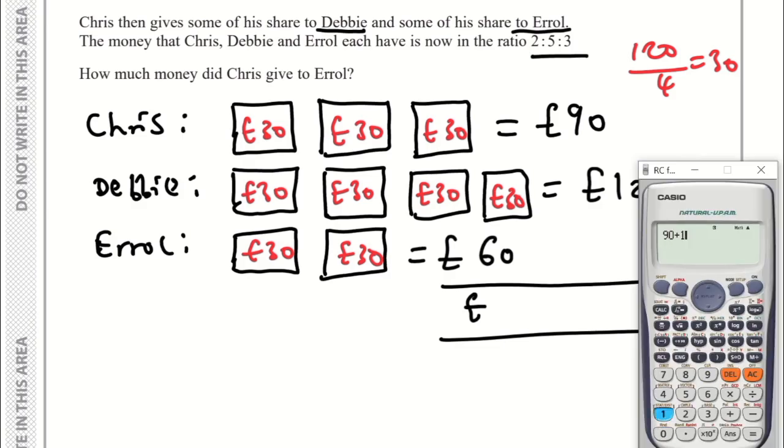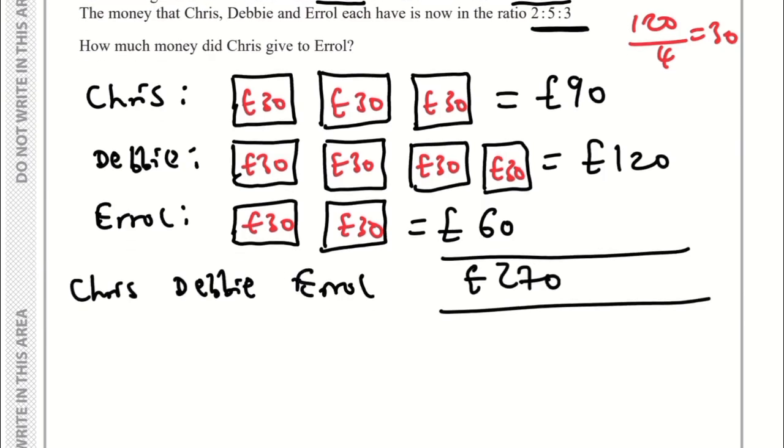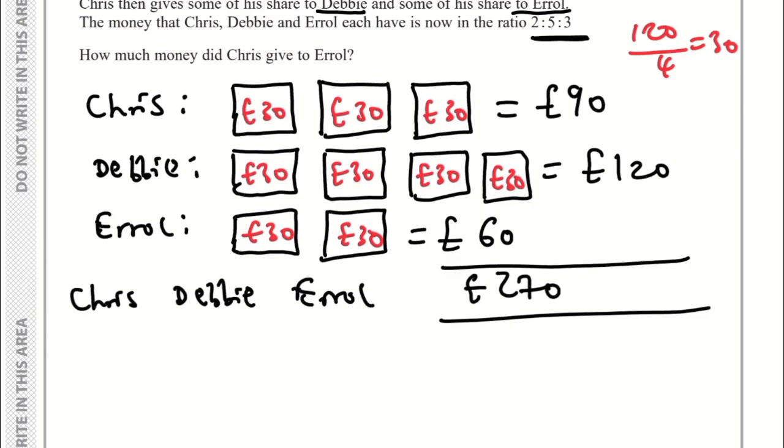90 plus 120 plus 60, that's what? 270. So 270 is the amount that they all shared. Okay, so we're going to share this amount in this ratio now, 2:5:3, for Chris, for Debbie, and for Errol. If you add this ratio, 2 plus 5 is 7, plus 3 is 10.